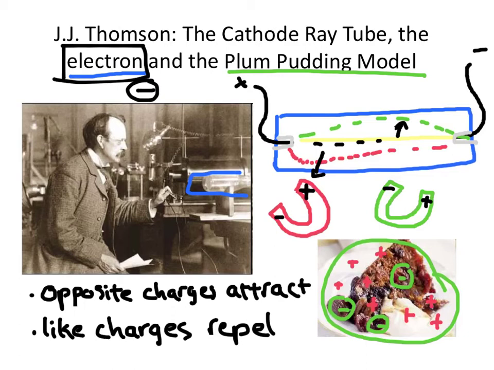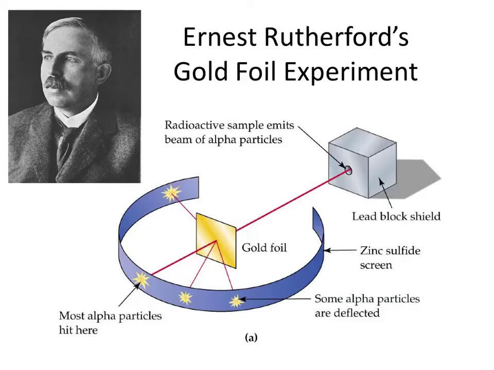Of course, this plum pudding model was mostly conjecture. The only thing that J.J. Thomson had proved was that electrons exist. Where are the positive charges, though? Other scientists had to go hunting for them. And that brings us to Ernest Rutherford's gold foil experiment, perhaps the most important experiment ever done to develop our modern understanding of the structure of the atom.